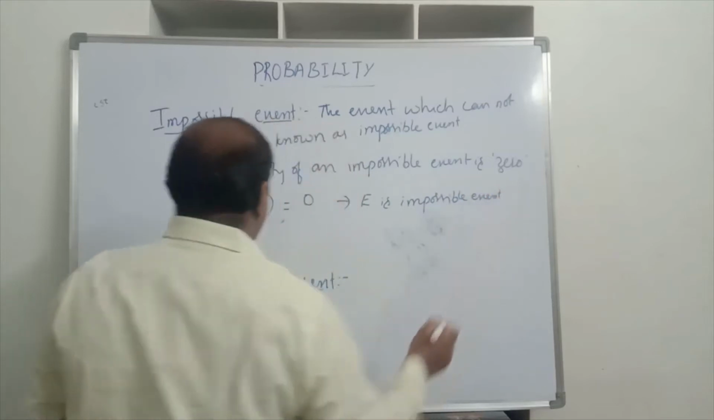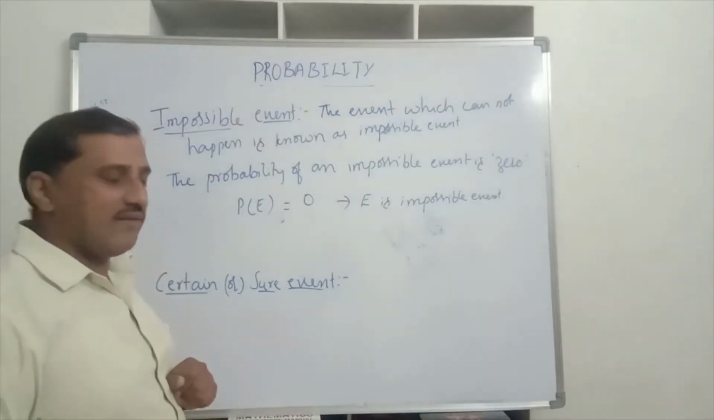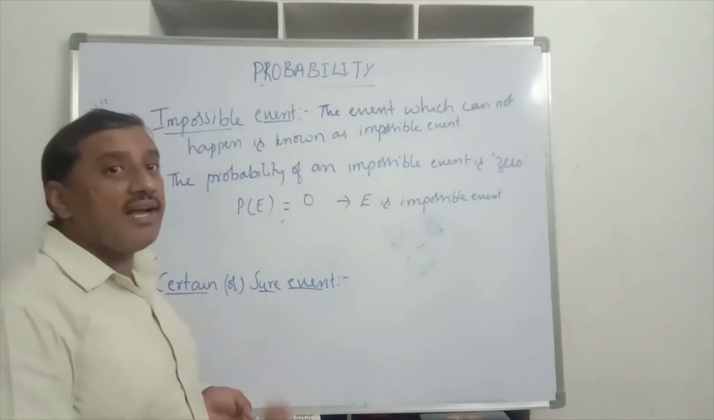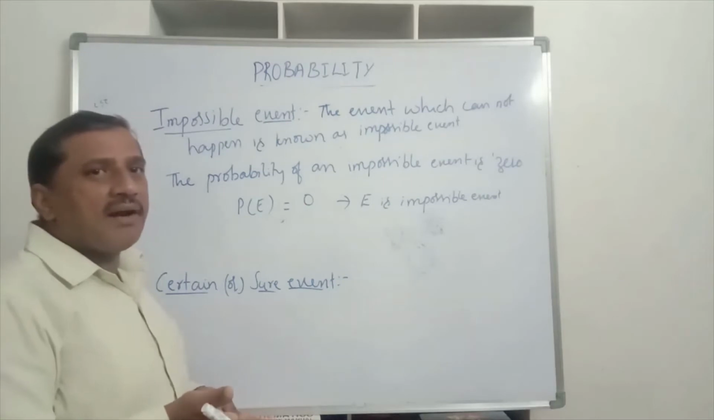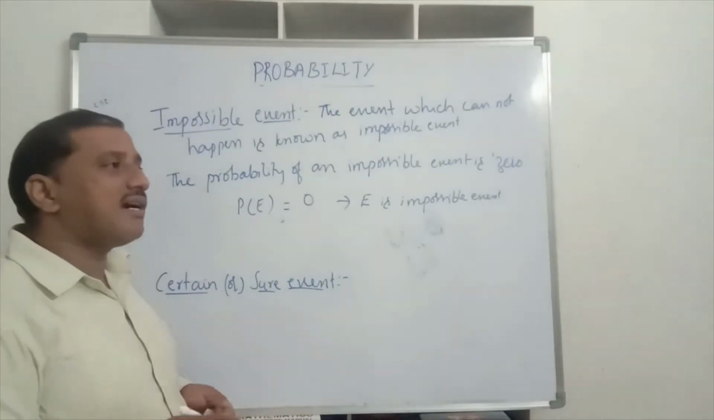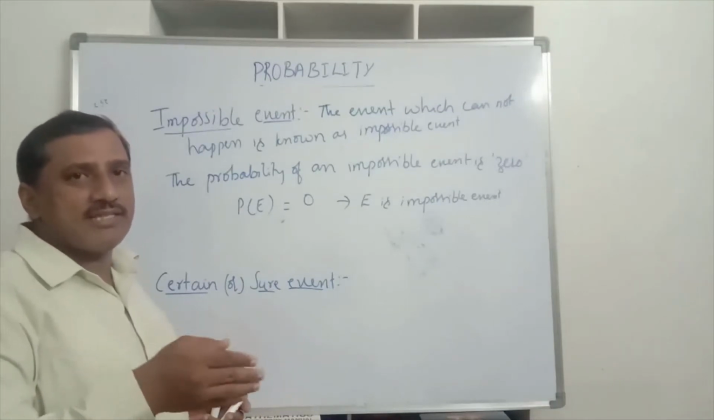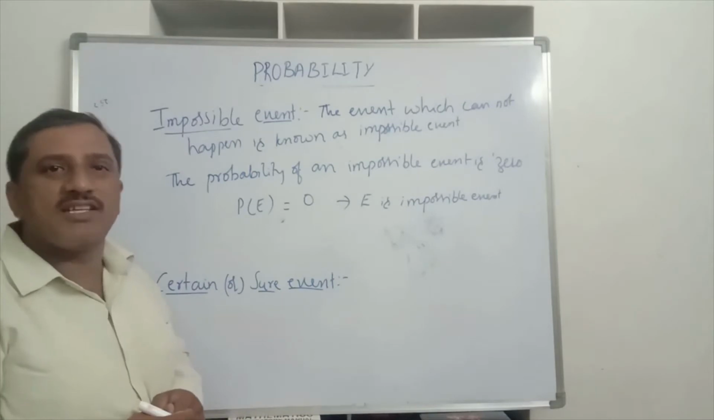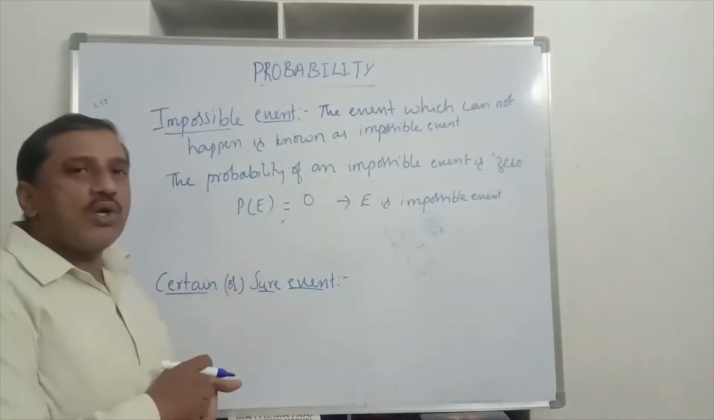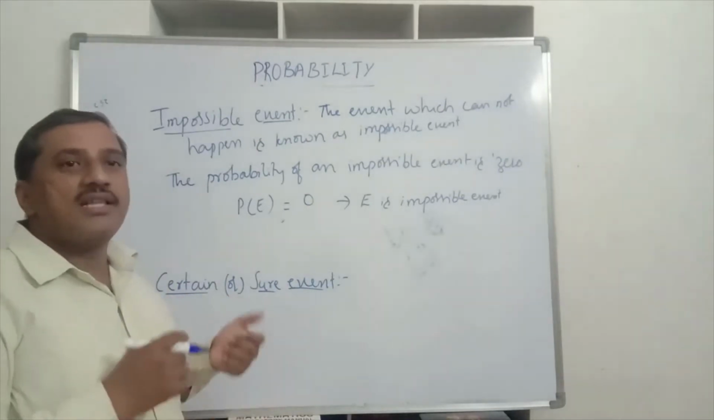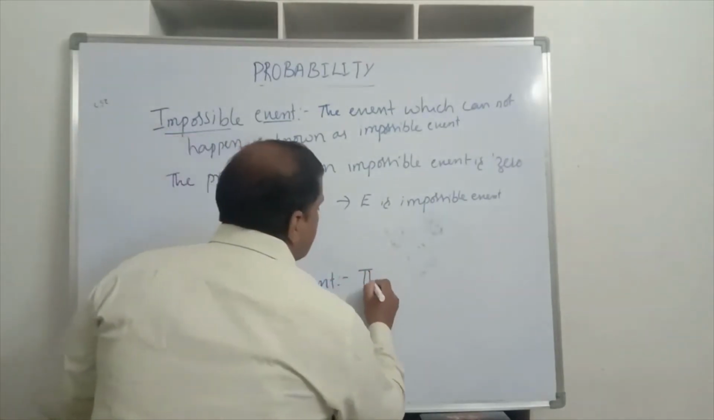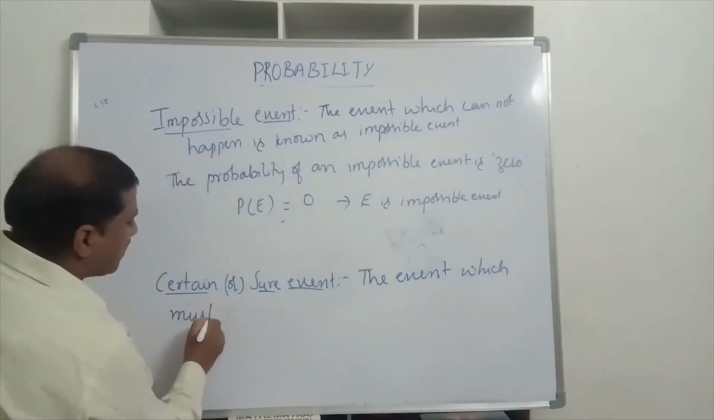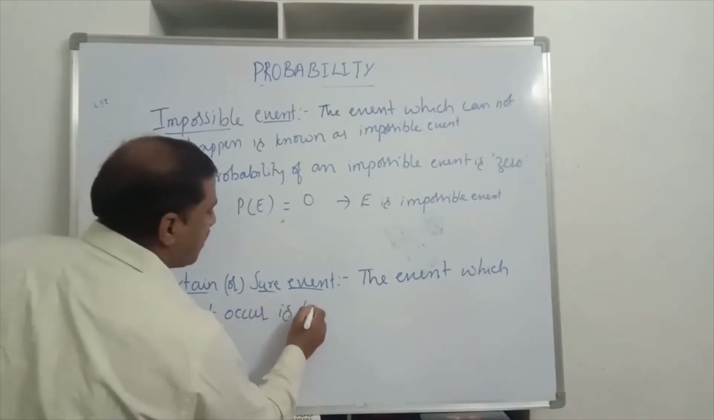Now we will discuss one more: a certain or sure event. See here, when we toss a coin, getting either a head or a tail, or when we roll a die, getting a number equal to 6 or less than 6. Equal to 6 means it is 6, and less than 6 means it is 1, 2, 3, 4, 5. So all favorable outcomes are equal to the number of possible outcomes. What is a certain or sure event? The events which must occur is known as a sure event.